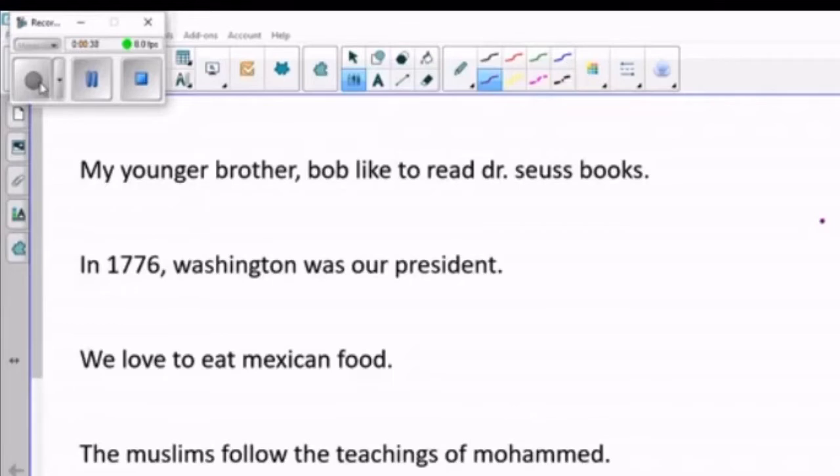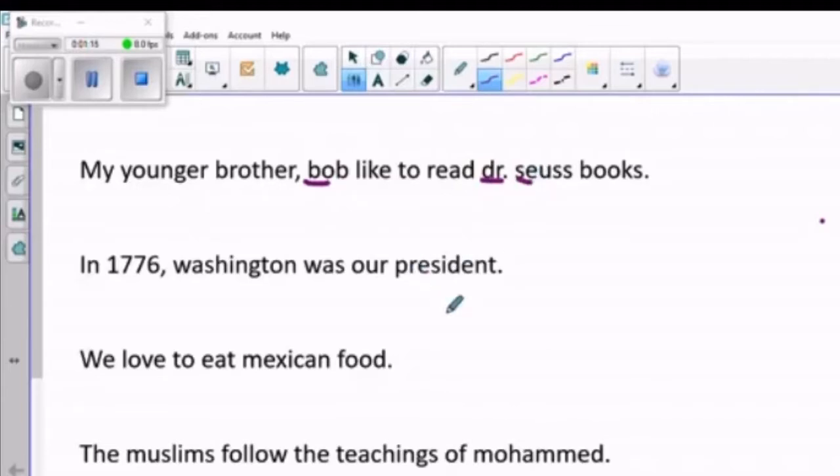Let's look at our first sentence. My younger brother Bob likes to read Dr. Seuss books. So looking at the sentence, we would not capitalize brother because it does not have a specific name following it. We would, however, capitalize the B in Bob because it is a specific name of a person. Dr. Seuss is also a specific name of an author, so that as well would need capitalization.